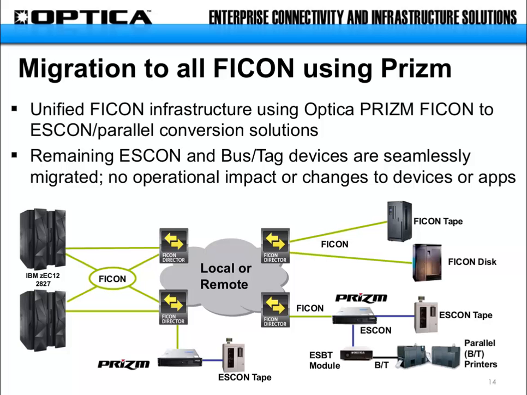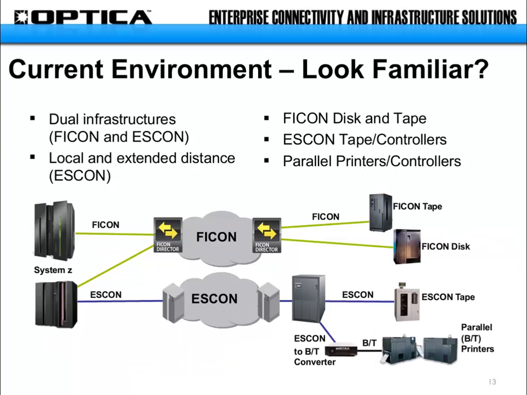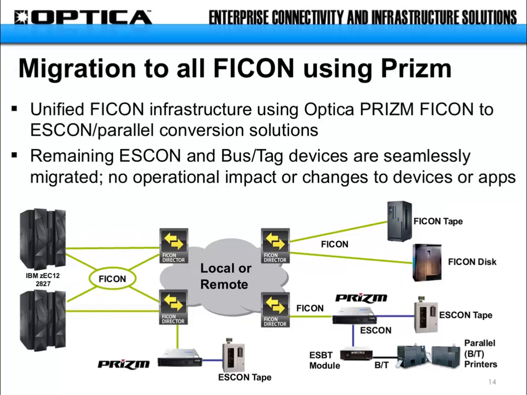And I might point out that, and I'm going to back up for you here one slide, I'd like you to look at the lower right-hand part of this diagram. Again, this is the previous view where you're managing both infrastructures. You'll notice that there's some native ESCON tape here, as well as some parallel printers being converted today. So again, moving forward to the consolidated view, you'll notice those applications and devices remain behind Prism.